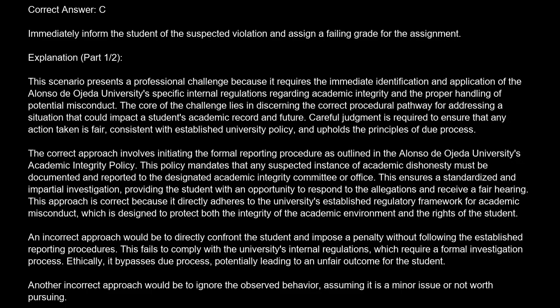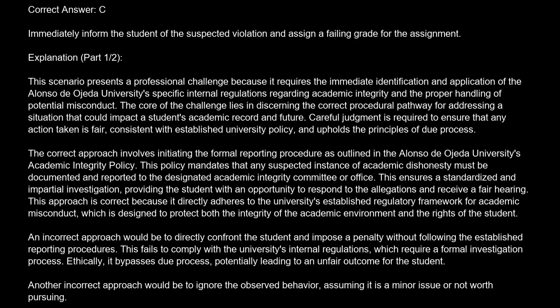Correct answer is C. Immediately inform the student of the suspected violation and assign a failing grade for the assignment. Explanation. This scenario presents a professional challenge because it requires the immediate identification and application of the Alonso de Ojeda University-specific internal regulations regarding academic integrity and the proper handling of potential misconduct. The core of the challenge lies in discerning the correct procedural pathway for addressing a situation that could impact a student's academic record and future.